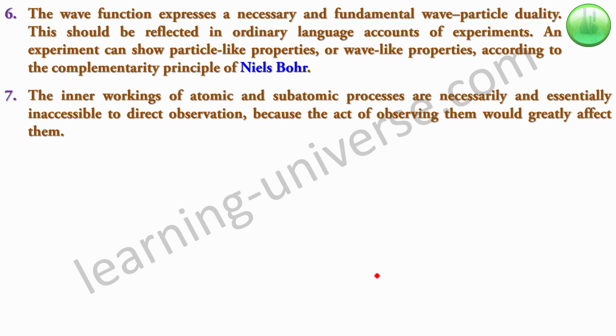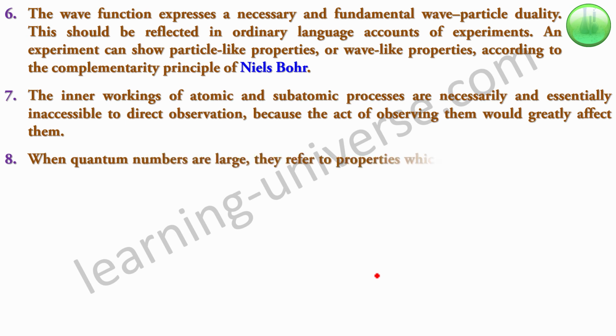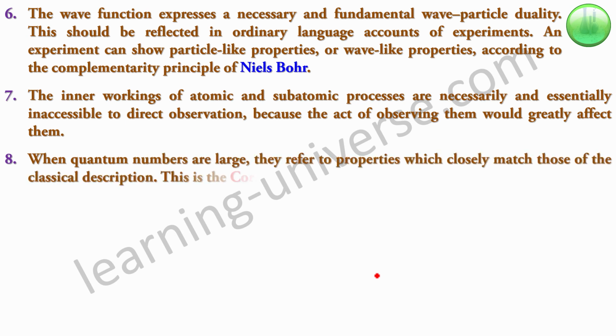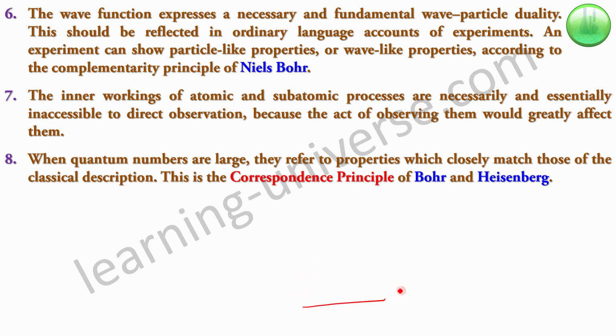And lastly, when quantum numbers are large, they refer to properties which closely match those of classical description. This is the correspondence principle of Bohr and Heisenberg. If you remember the hydrogen atom given by Bohr, initially you will find level 1, level 2, level 3. Now basically classical mechanics says the electron should go into a circular orbit. It could take any orbit. It's Bohr who introduced the quantum nature and said it can only go to specific orbits where mvr is nh by 2 pi, the first instance of the use of quantum mechanics.